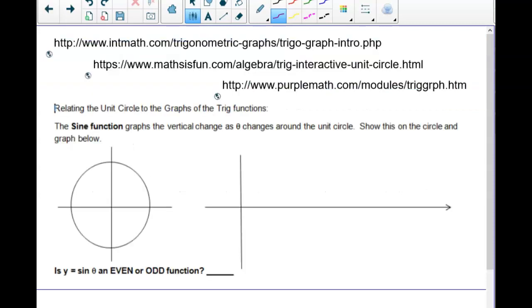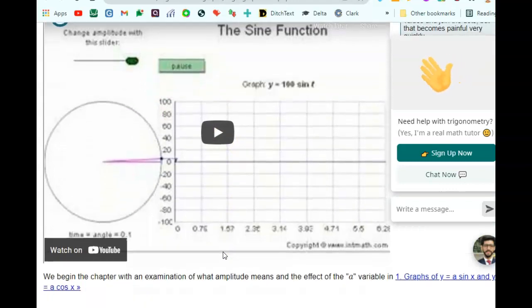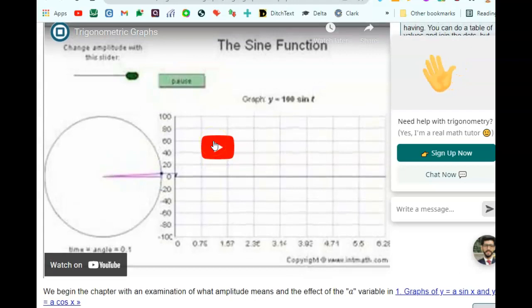So the sine function, I think I already have this open. The sine function, let's see. This is not the best, but the sine function graphs the x value. No, it graphs the y value, right? On a good day, sine is y, cosine is x. Okay, let's try the y value.